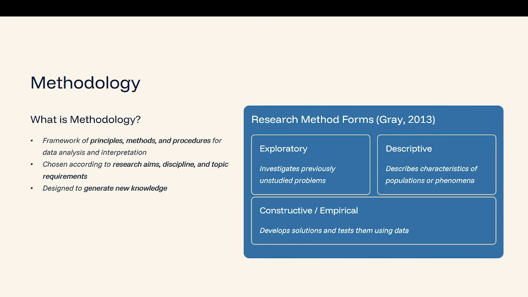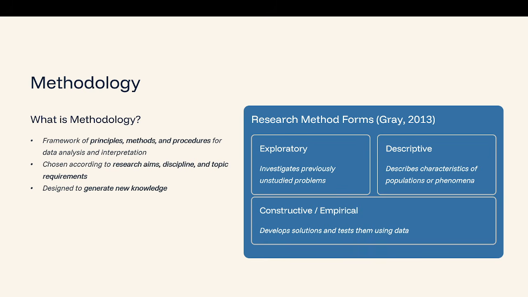Well, let's begin with the methodology. You should understand what methodology is first. The term methodology refers to the principles, methods, procedures, and rules that the researcher uses to analyze, evaluate, and interpret the selected data and information. The choice of a methodology depends on the research objectives, discipline, and requirements of the particular research topic. So the aim of the research method is to produce new knowledge.